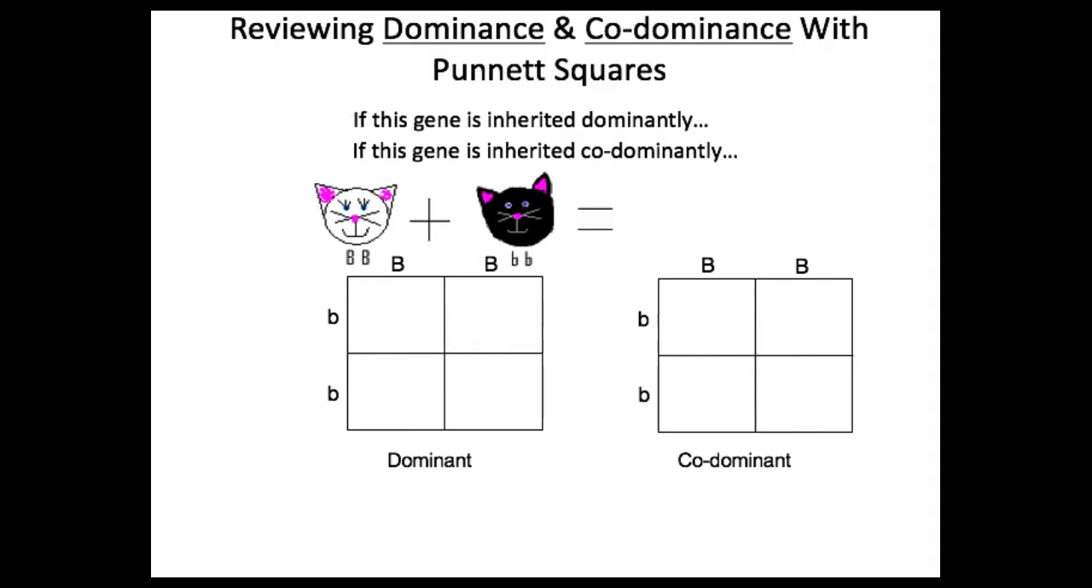But let's say fur color is inherited codominantly. That means a little bit of white fur and a little bit of black fur are expressed. Therefore, 100% of our babies will have a little bit of white fur and a little bit of black fur.